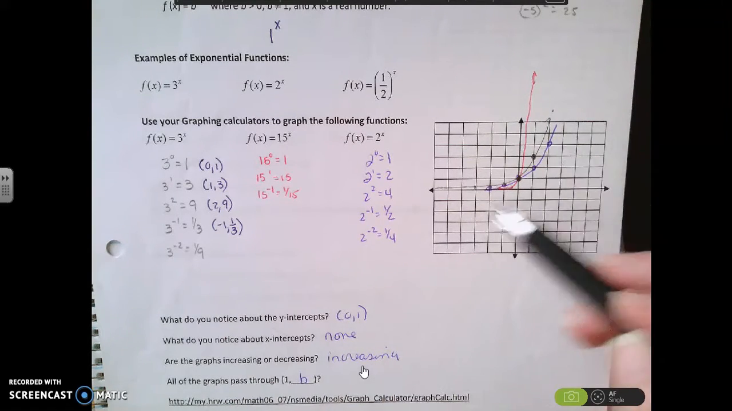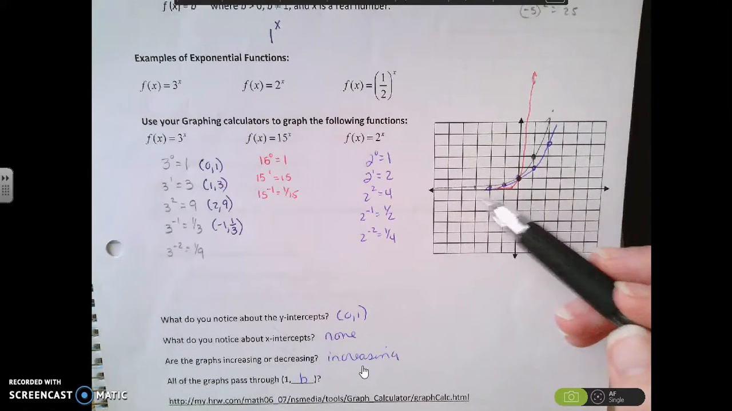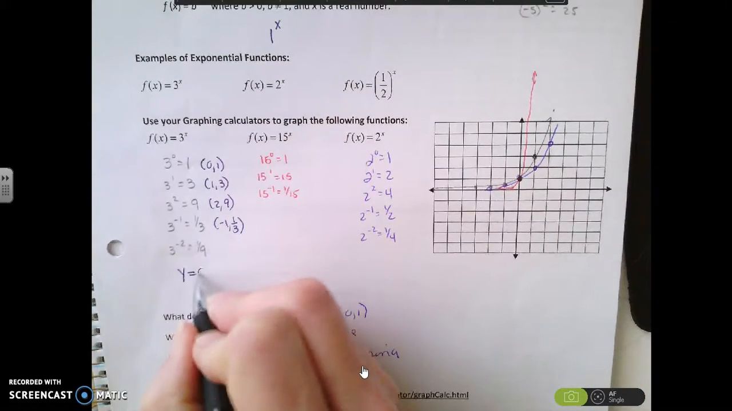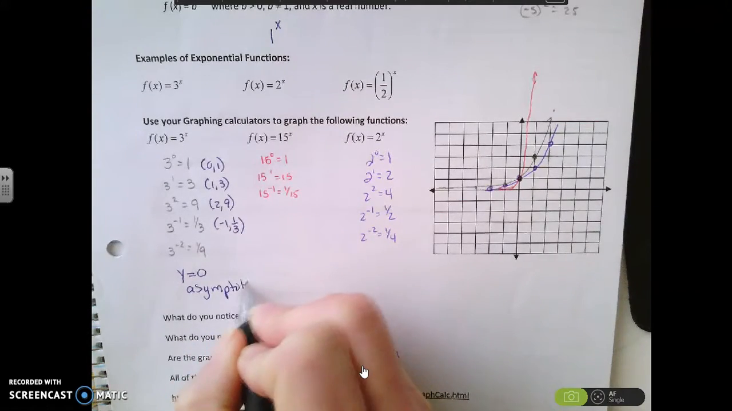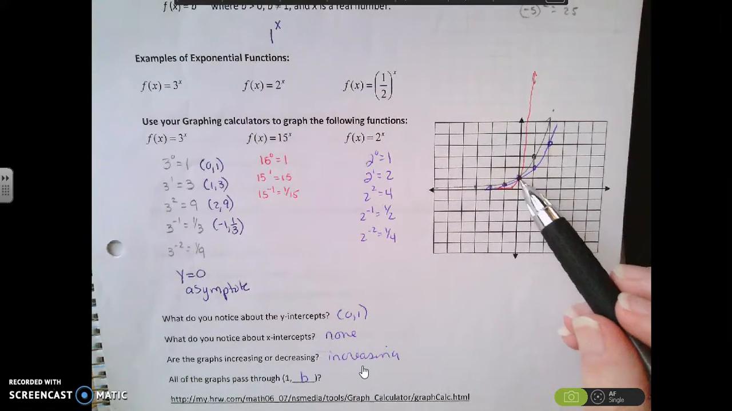So you'll notice that you have an increasing curve. You have an asymptote at y equals 0. And you'll notice that it goes through the point (0, 1).